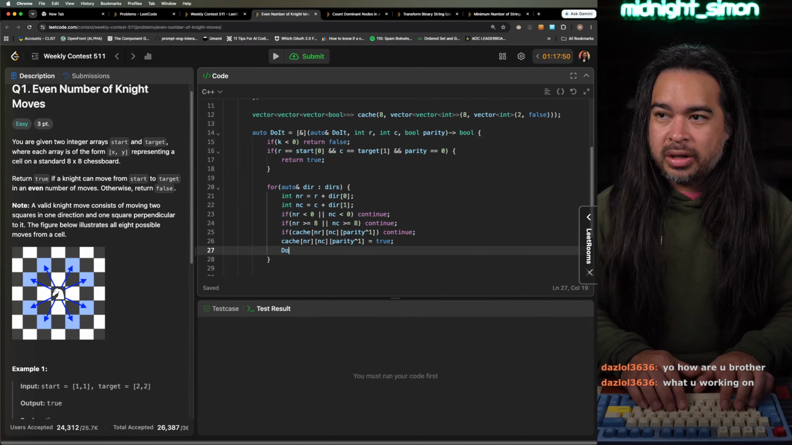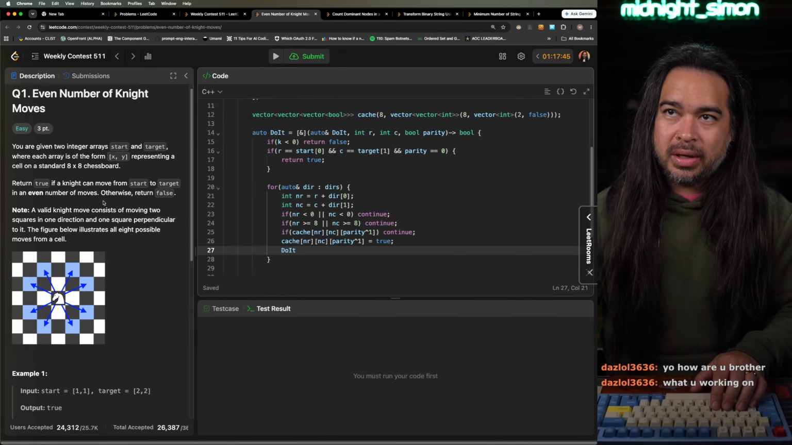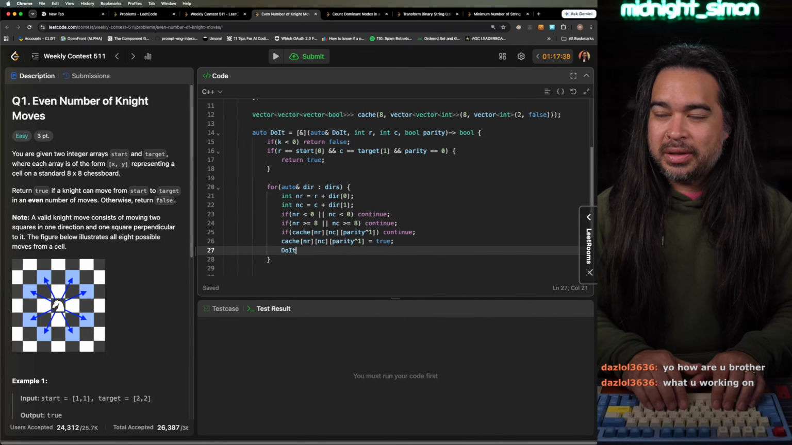What am I working on? I'm doing a LeetCode contest that just happened over the weekend. Contest 511. I won the first problem. The first problem is usually easy, but this one is a little bit more challenging for me than usual.